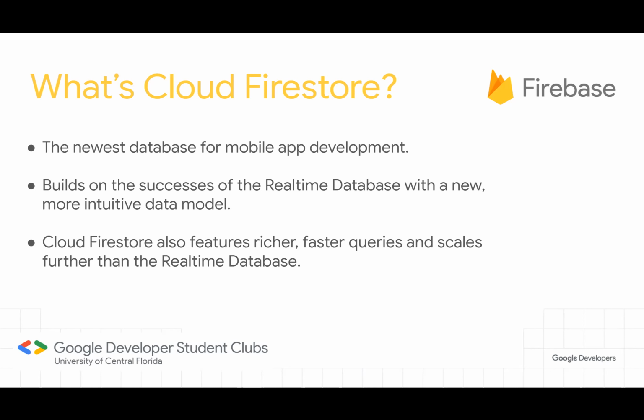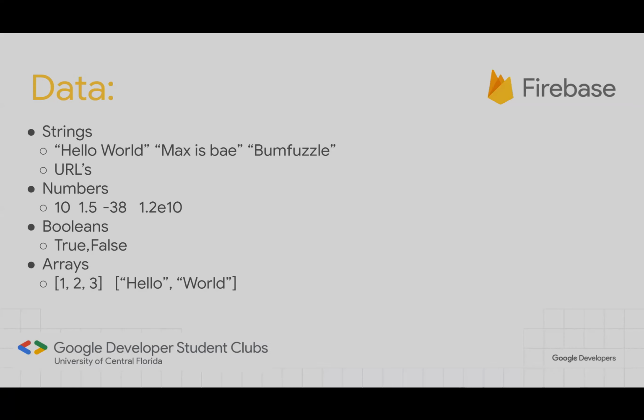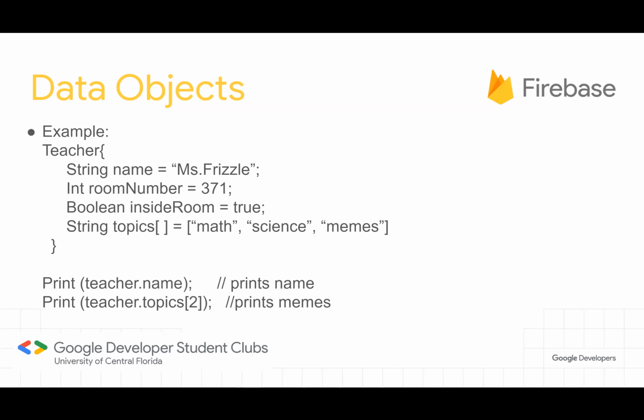And with that said, I want to start at the very basics of Google Firebase, right? So we're going to start from ground level one. What is data? So with data, that can be anything from strings, hello world, Max's Bay, bumfuzzle. That could be URLs, numbers, booleans, arrays, and so forth, right? Now, another form of data, which is what is usually transferred between databases, is a lot more efficient to use and compact, and that's a data object, right?